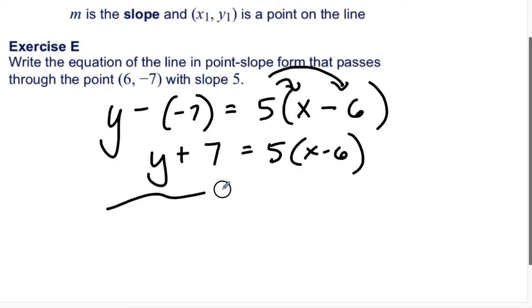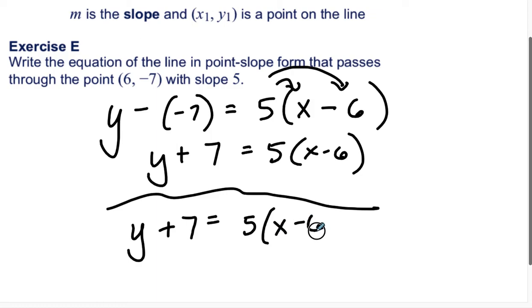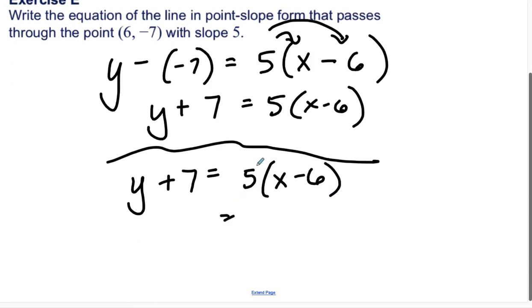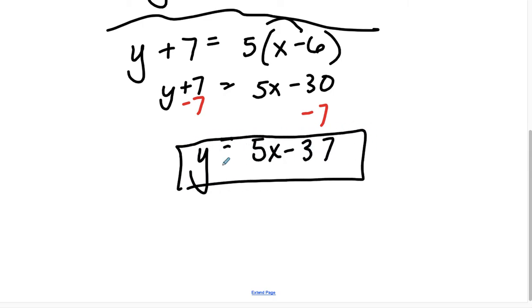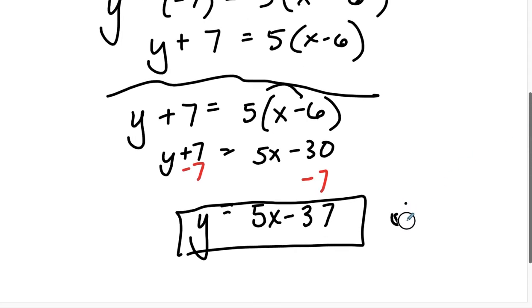However, if they ask you to write it in slope-intercept form, then you have to isolate y by itself. So if you had y plus 7 is equal to 5 times x minus 6, then you have to distribute 5 to the x, which becomes 5x, and then 5 to the negative 6, which becomes negative 30. And then on this side, you have to subtract 7 because you want to leave y by itself. And that's how you're able to switch between these two forms. So now this becomes y equals 5x minus 37.